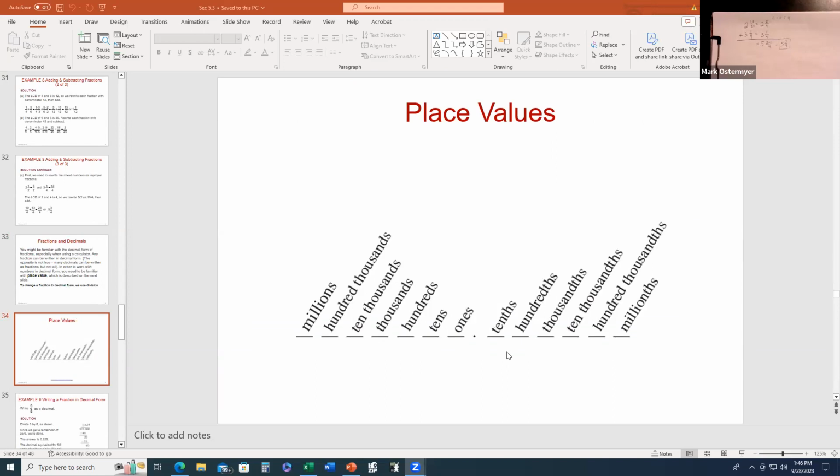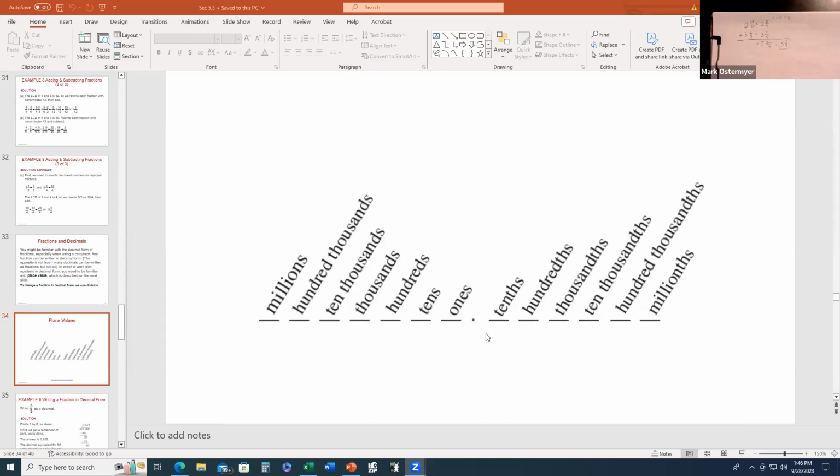First of all, we need to understand our places of our decimals. This is the decimal point. The decimal point is right here. That's the almighty decimal point. One place to the left of the decimal point is the ones place. 2 places to the left is the tens, then the hundreds, then the thousands place, then the 10,000s place, then the 100,000s place, then the millions place. What would be next after millions?